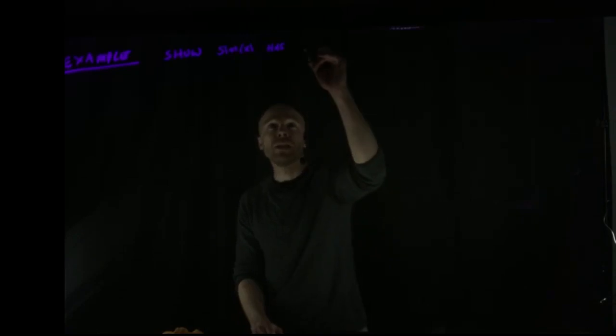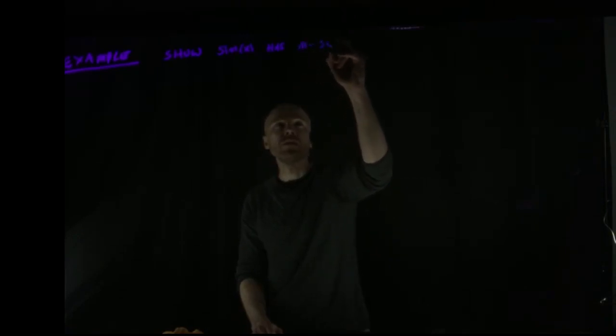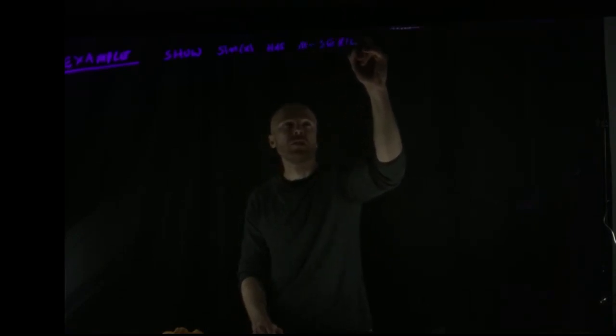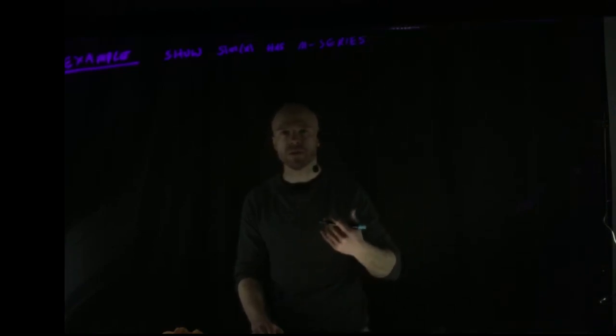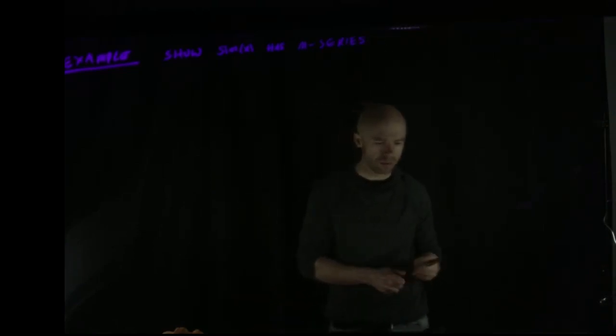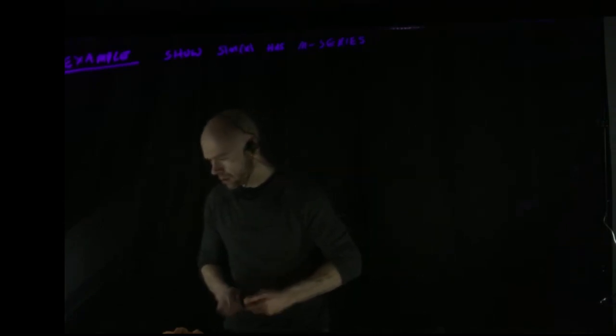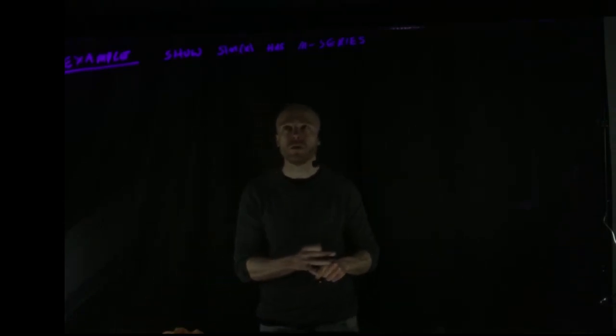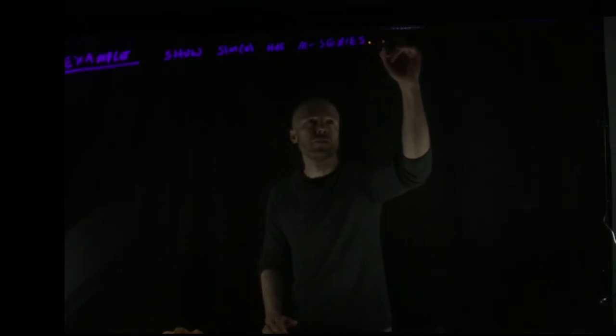So show that sine has a Maclaurin series, an M series, which means we are going to find the power series centered around 0, just as we did in the previous example. So let us get to work on this. So, solution.